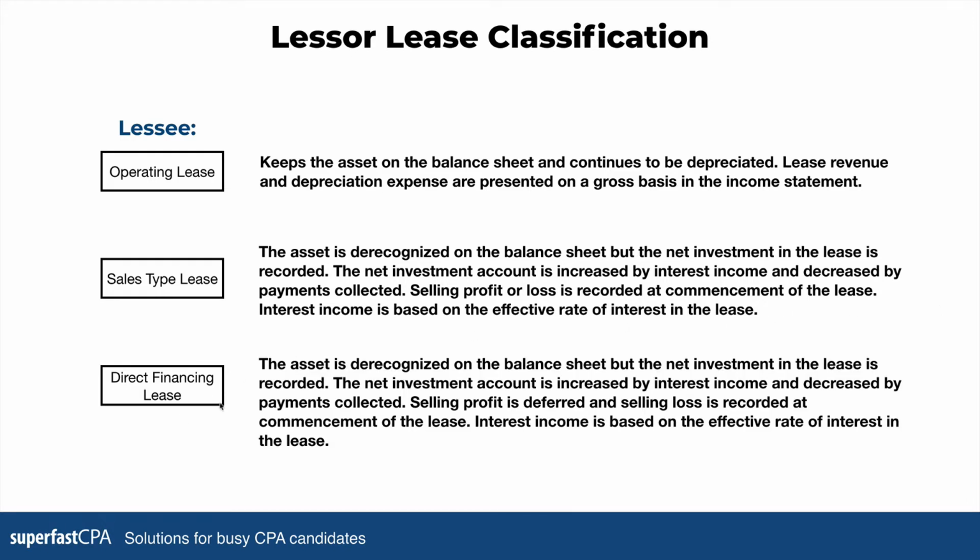Now for the direct financing lease, it mostly works the same. The asset is derecognized on the balance sheet, and then there's a net investment in the lease that's recorded. The net investment account is increased by interest income and decreased by the payments collected. And again, this is where it's different. The selling profit is deferred, and any selling loss is recorded at the commencement of the lease. Interest income is based on the effective rate of interest in the lease.